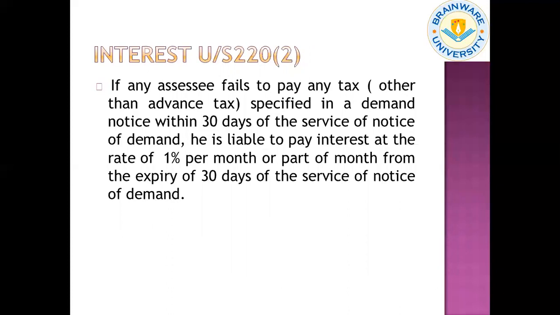Then we are coming to Section 220(2). If any assessee fails to pay any tax other than the advance tax specified on a demand notice within 30 days of the service of notice of demand, he is liable to pay interest at the rate of 1% per month or part of a month from the expiry of 30 days of the service of notice of demand. So this is clearly not the advance tax. If he is asked to pay any tax other than the advance tax and he defaults, then the interest will be charged at only 1% per month.